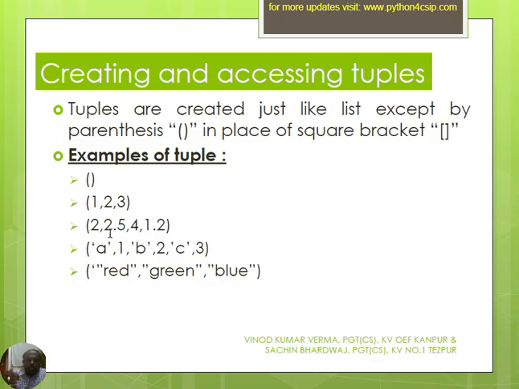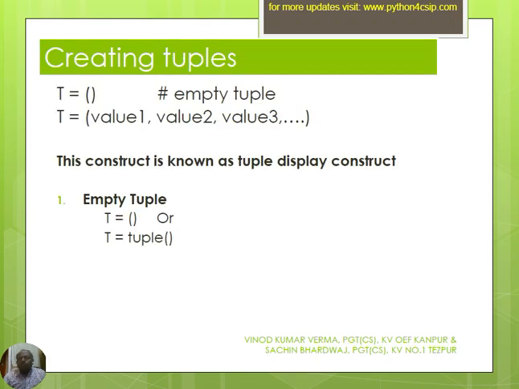You can create a tuple of numbers, strings, or a combination of them. Here 'A' is a string, 1 is an integer, 'B' is a string, 2 is an integer, 'C' is a string, 3 is an integer. We already discussed how to create tuples.